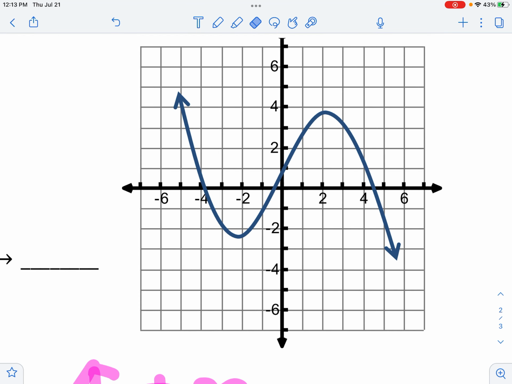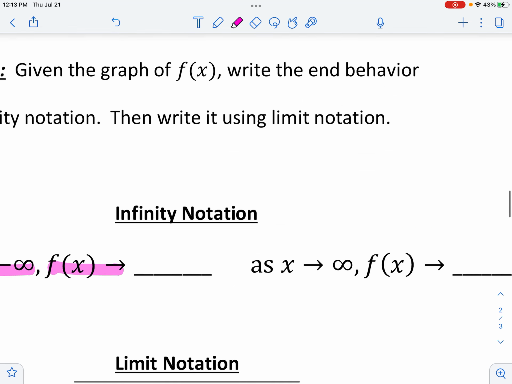So I want to know, as I look left on my graph, so as my x values get smaller, what's happening to my y values? If you look, there's an arrow pointing up, so that's approaching positive infinity. And you can just write infinity. You don't have to write positive infinity.